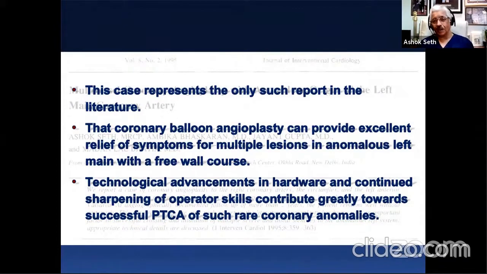That coronary balloon angioplasty can provide excellent relief of symptoms for multiple lesions in anomalous left main following a free wall course. And technological advancements in hardware, can you believe 92 technological advancements I'm talking about, and continuing sharpening of operator skills contribute greatly towards successful PTCA of rare coronary anomalies. Well, 29 years later, this got published in 2005 after the 2-year follow-up, 1995.